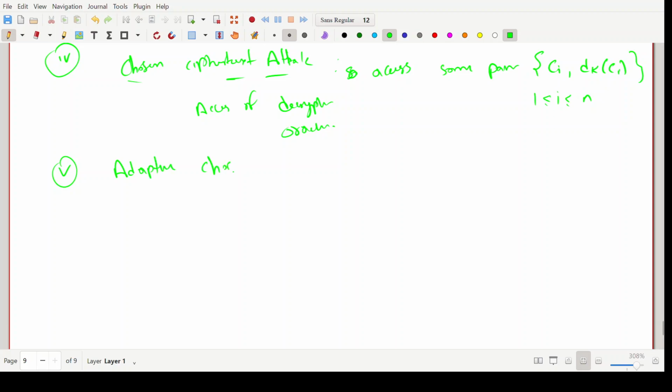Adaptive chosen plain text. What do you mean by that? So the cryptanalyst can choose any plain text message M dynamically. That means here there is no limit. The plain text can be selected on the basis of the response of previous selections. He can choose any plain text and get the ciphertext of it.